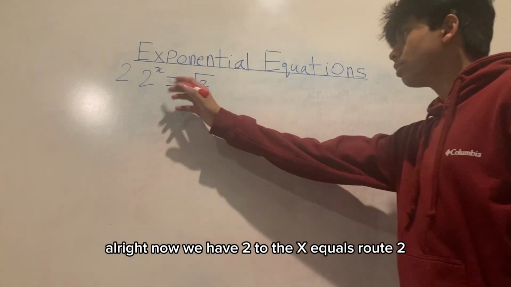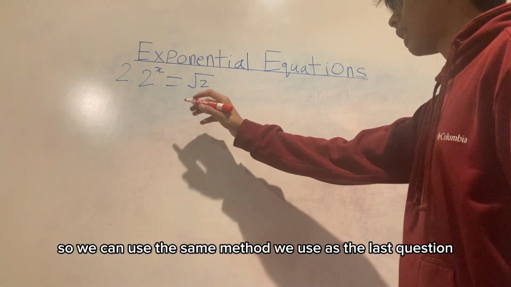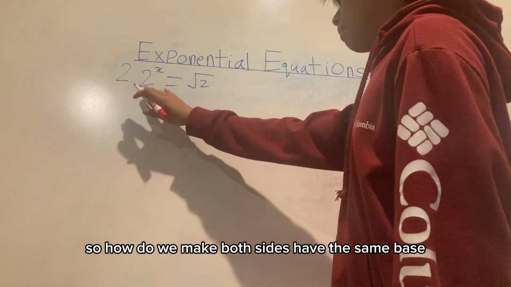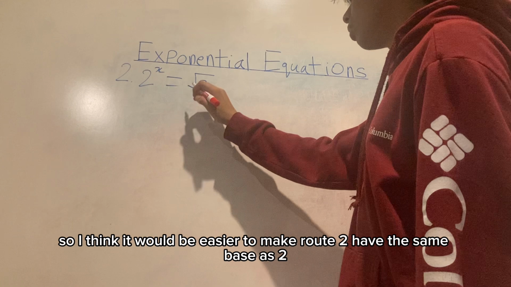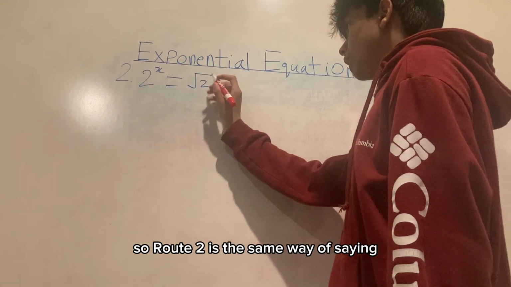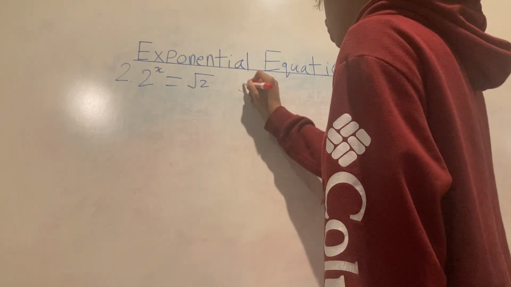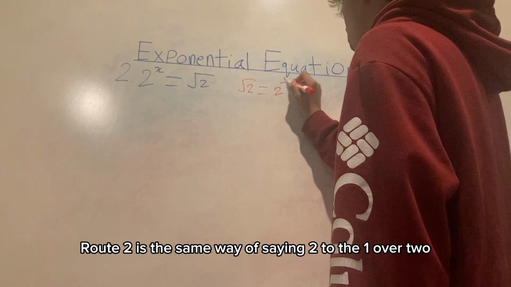Alright, now we have 2 to the x equals root 2. So we can use the same method we used in the last question. How do we make both sides have the same base? I think it would be easier to make root 2 have the same base as 2. So root 2 is the same way of saying 2 to the 1 over 2.